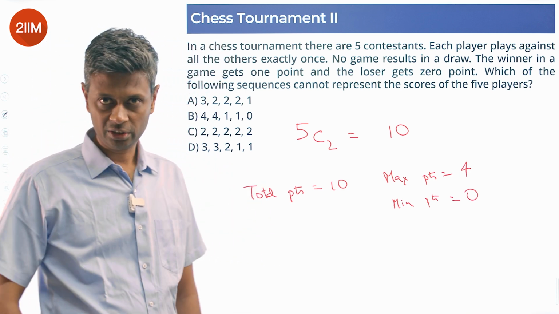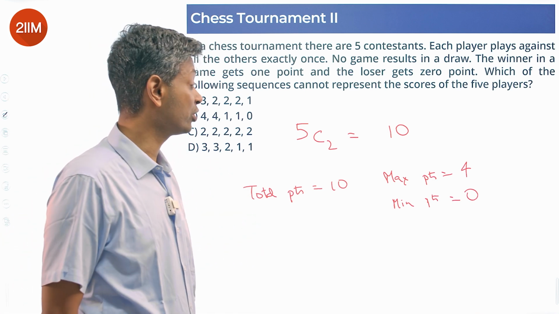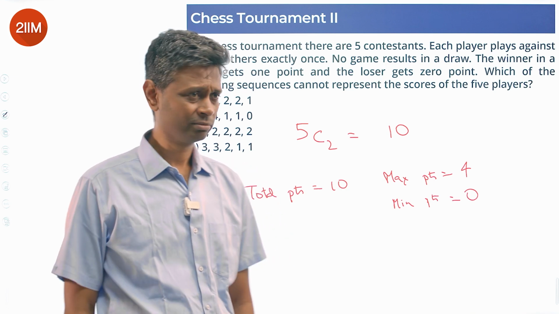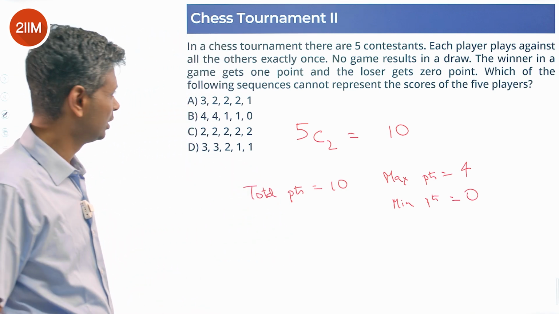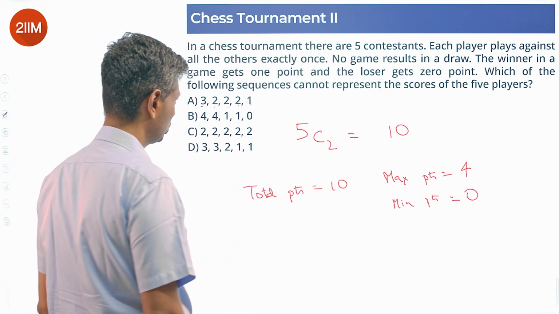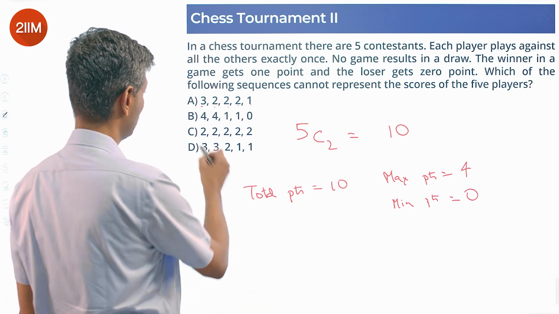All numbers should be integers because there are no draws. Total number of points should be 10. Nobody should have got more than 4, and nobody could have got less than 0. Let's look at this. 3, 2, 2, 2, 1 adding up to 10. Seems possible. 4, 4, 1, 1.